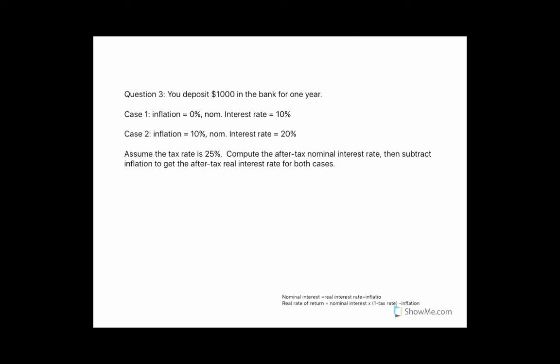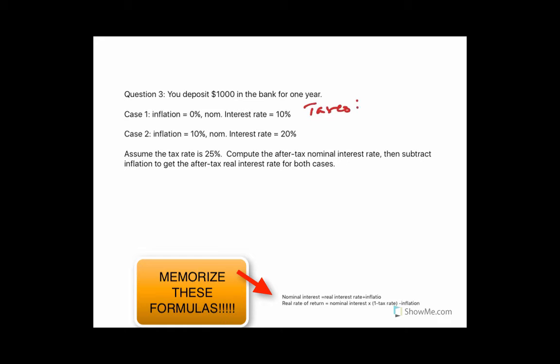Alright, so we found out in the last example that in case 1, the taxes paid were $25, and in case 2, the taxes paid were $50. Now, it asks us, with that 25% tax rate in these two cases, to compute the after-tax nominal interest rate and then the after-tax real interest rate in each of these cases.